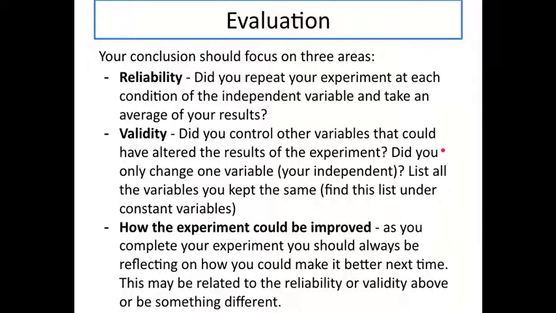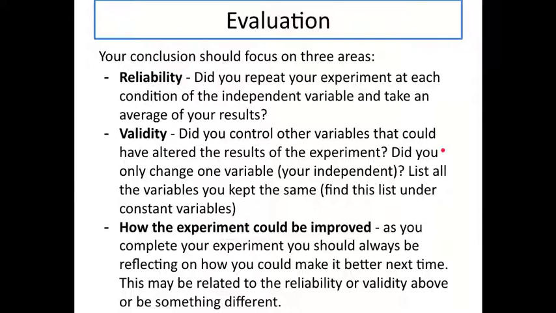For validity, ask yourself, did you control other variables that could have altered the results of the experiment? Did you only change one variable, the independent? And if so, you can list the variables you kept the same, and handily, you already have this list because you wrote it in your variable section near the start under constant variables.